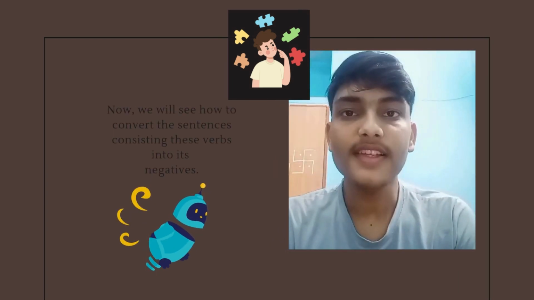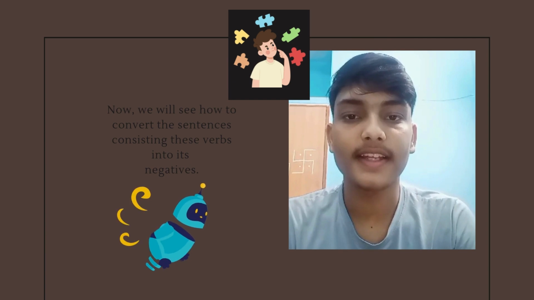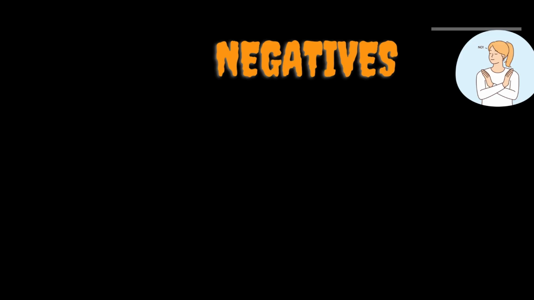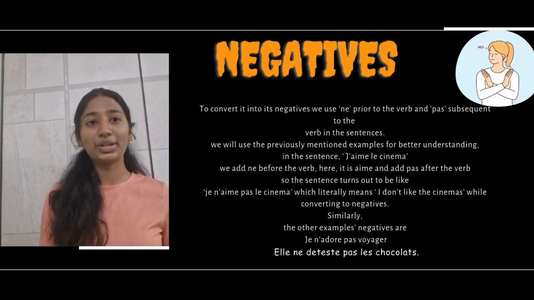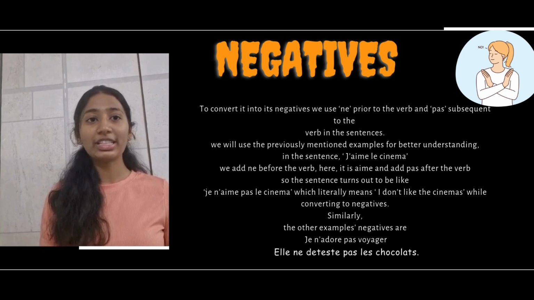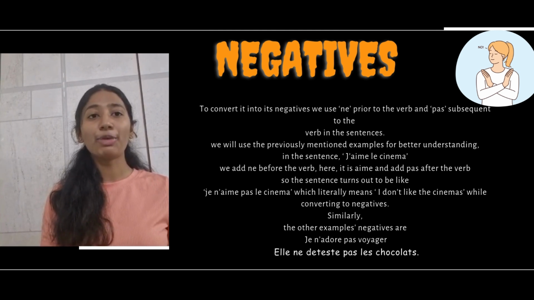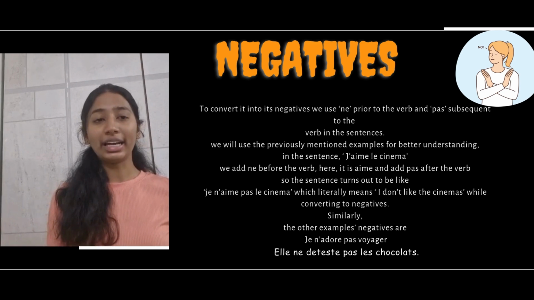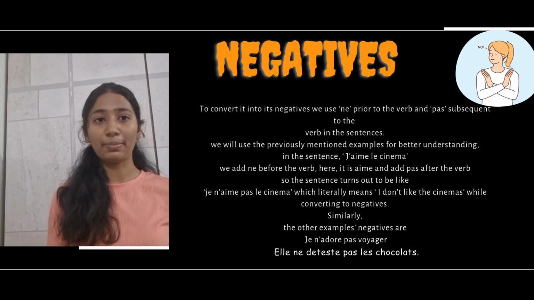Now, we will see how to convert the sentences consisting of these verbs into their negative. While converting these sentences to their negatives, we use the phrase ne pas. Ne is used prior to the verb and pas is used after it. For better understanding, we'll use the previously discussed examples.